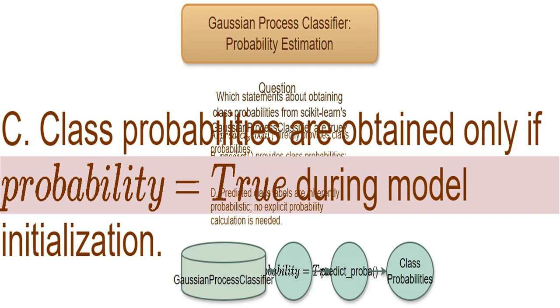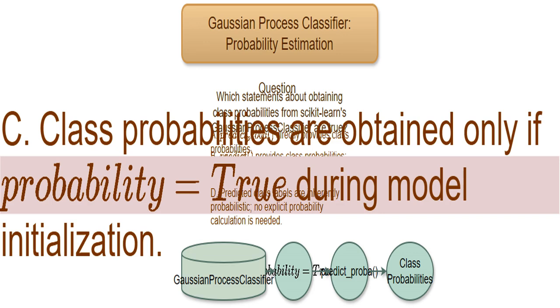With Gaussian process classifiers, as in scikit-learn, scikit-learn doesn't automatically calculate probabilities. You must explicitly tell it to do so by setting the probability parameter to true when you create the classifier object. Think of it like turning on a switch. Without it, the probability feature remains off, and you can't get probability estimates.